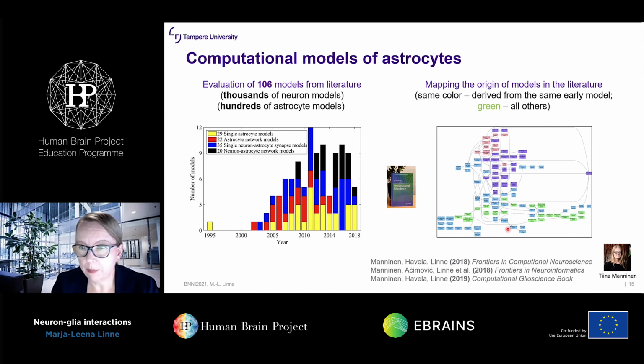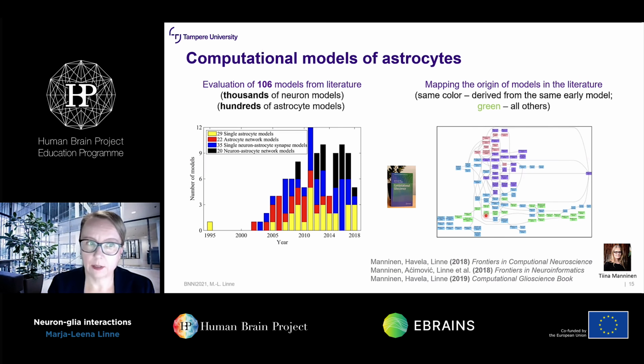But what actually came as a bit of a surprise to us is that when we were mapping the origin of these astrocyte models from the literature, we could see that they stem from basically 2 different types of models. So here, the same color in this figure on the right means that all these publications basically use exactly the same model that the earlier model used. Only the green ones are their own models that build something new on top of the existing knowledge.